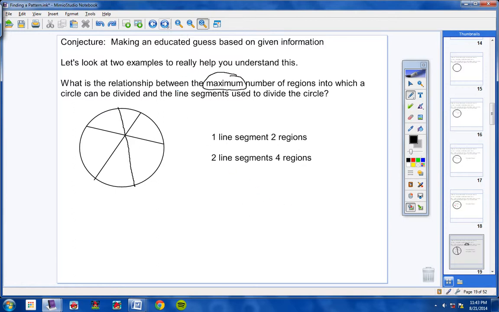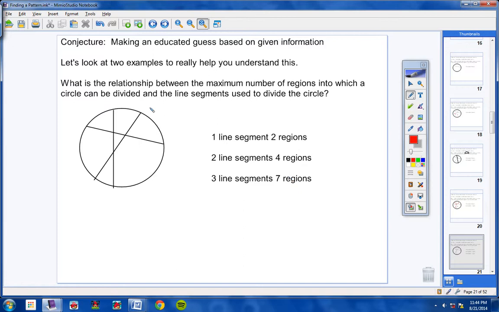So I'm going to draw my 3rd line like this over here. Okay, I wanted this 3rd line to intersect my other 2 lines in 2 different places to give me a maximum number of regions. So now my regions would be, let's count them, 1, 2, 3, 4, 5, 6, 7. All right, so that means when I have 3 line segments, I have 7 regions.